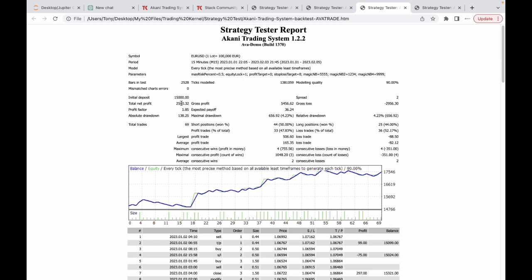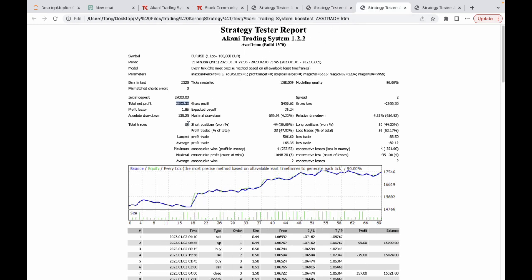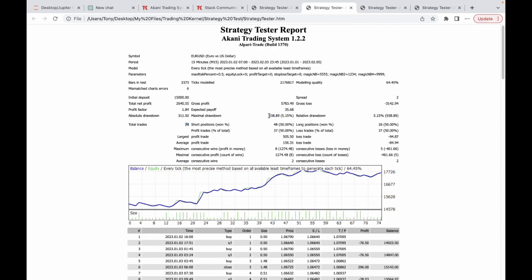we have $2,500.32 profit, right? And if you look at here, the strategy tester on the Akani Trade, we had 74 trades in total. And if you look at the Ava Trade here, we had 69 trades in total, right? In Ava Trade, we had a drawdown of 4.93% and the total drawdown of about $456. So here on Akani Trade, we had $938 loss, which is a 5.15%. That accounts for that.